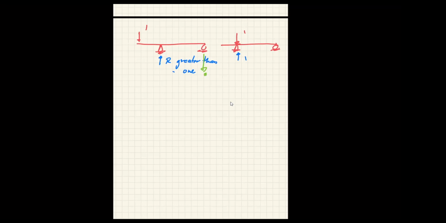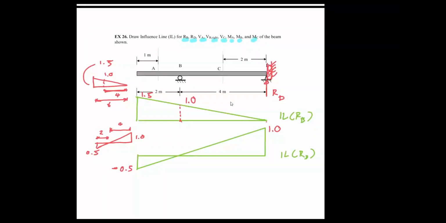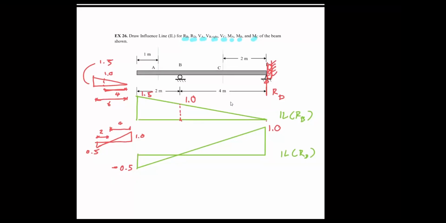And when it's downward, because we plot the upward forces as the positive for the influence line, because it's natural to many cases, this becomes a negative value to show that when you in fact have the unit load here at this location, your RD is going to be the downward force.